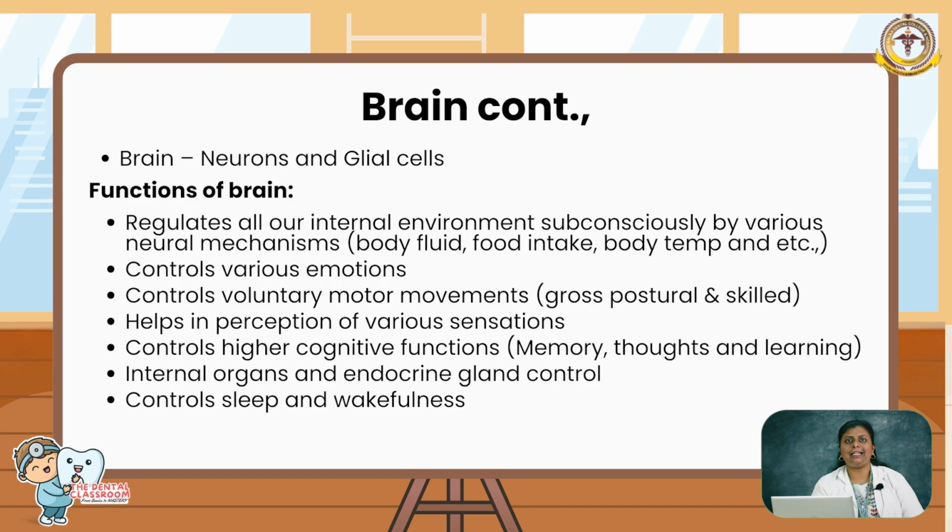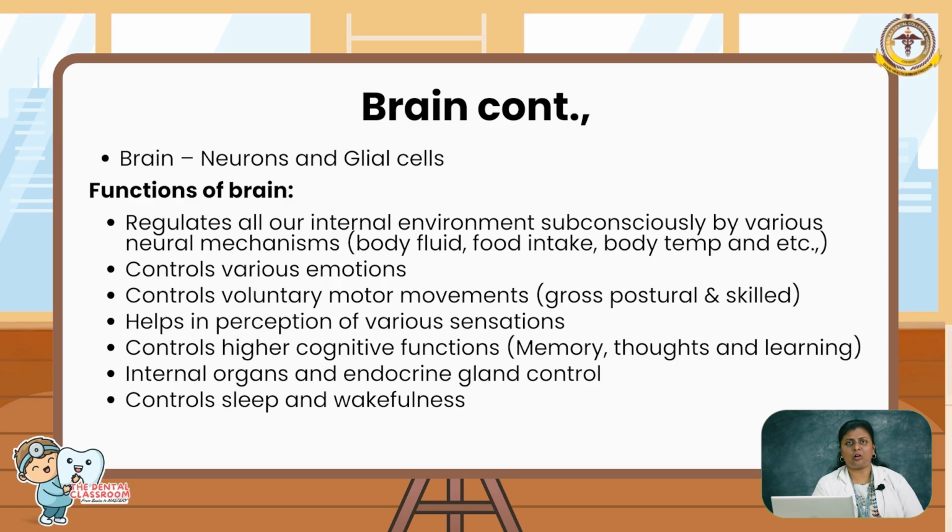That is mainly done through functions like maintaining body fluid, food intake, the thirst of the person, and body temperature. All these mechanisms are maintained with the help of brain function only. It controls the various emotions, our anger, our happiness, when we express. All these are decided by the brain only. Then it controls voluntary motor movements like gross motor movements, that is when we stand, when we sit, when we walk.